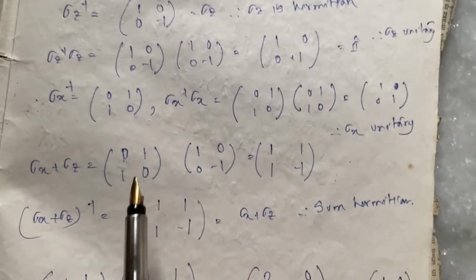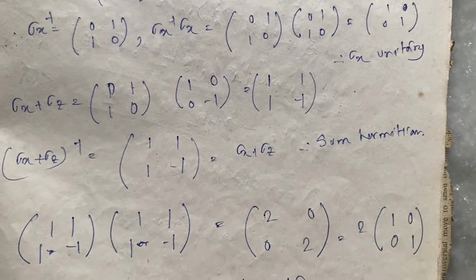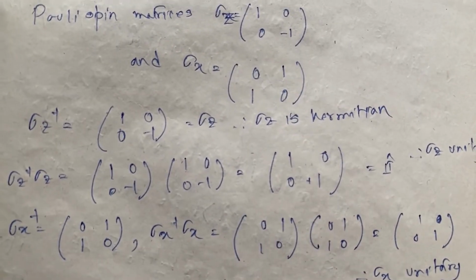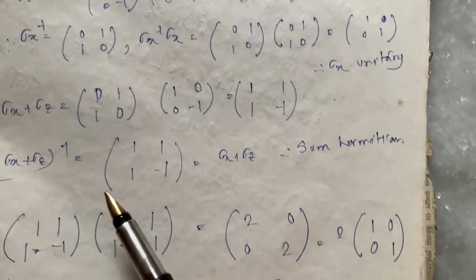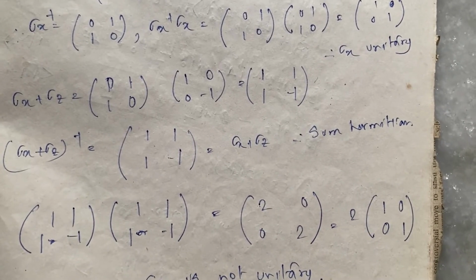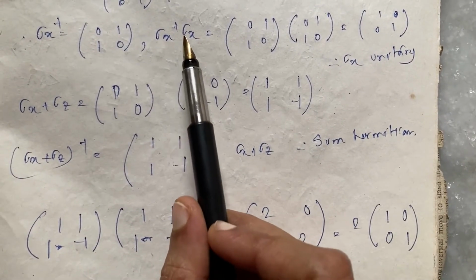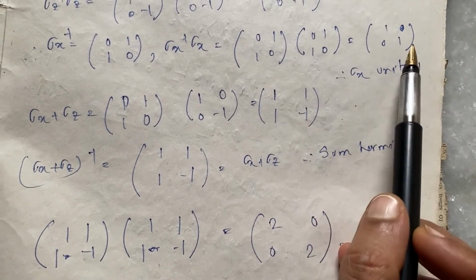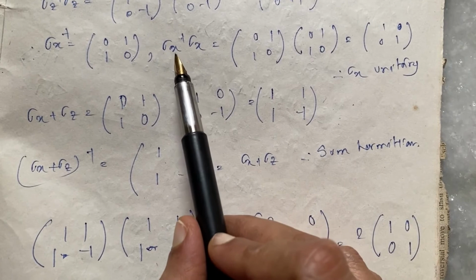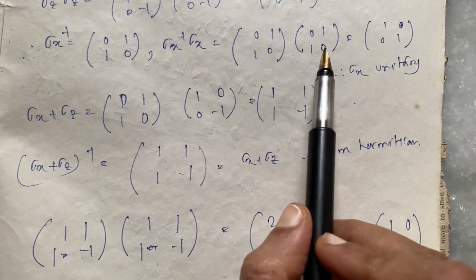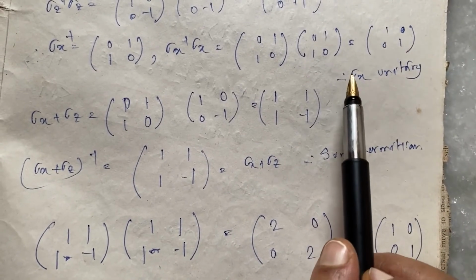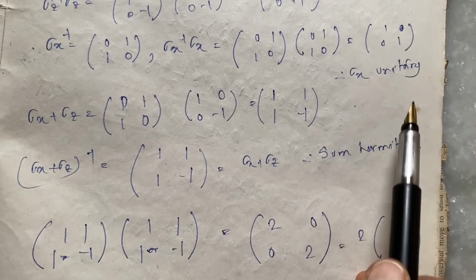Similarly, sigma x is Hermitian because sigma x dagger is 0 1 1 0, which is the original sigma x matrix. Now we need to calculate whether sigma x dagger sigma x equals 1 or not. Yes, this is 1, because sigma x dagger is this one, sigma x is this one. So when we multiply this, we get the identity, and we have shown that sigma x is a unitary operator.